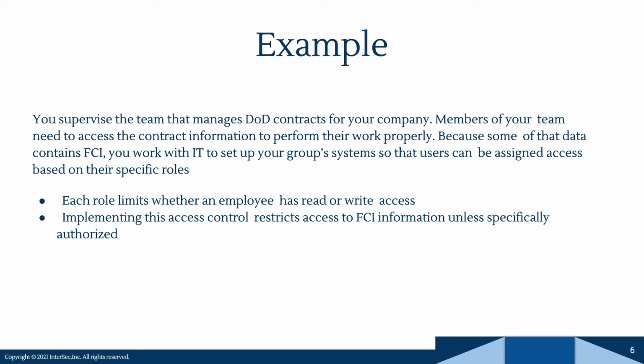You supervise the team that manages DoD contracts for your company. Members of your team need to access the contract information to perform their work properly. Because some of that data contains federal contract information, otherwise known as FCI, you work with IT to set up your group's systems so that users can be assigned access based on their specific roles. For each of these roles, you're going to limit whether an employee has read or write access, and implementing this access control restricts access to FCI unless specifically authorized. You just need to keep in mind that when you're conducting any type of work, especially with the DoD, you have appropriate measures set in place so that information is not accessible if it doesn't need to be.